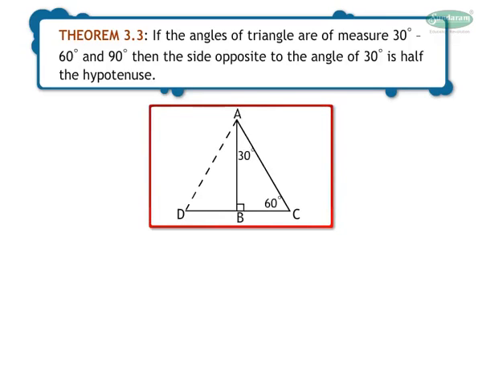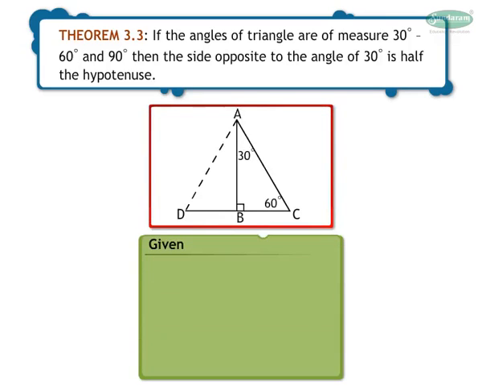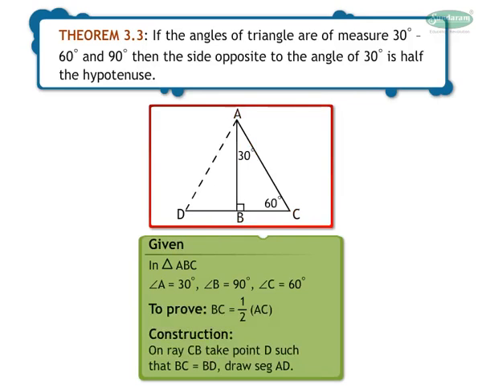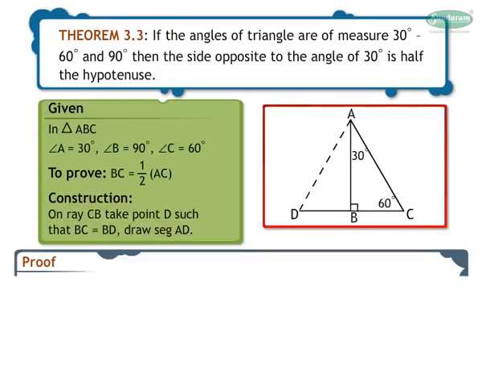See the figure alongside. It is given that in triangle ABC, angle A is equal to 30 degrees, angle B is equal to 90 degrees, angle C is equal to 60 degrees. We have to prove that BC is equal to half of AC. Construction. Let us take point D on ray CB such that BC is equal to BD. Draw segment AD. Let us see the steps of the proof.